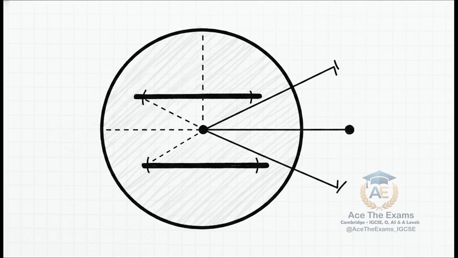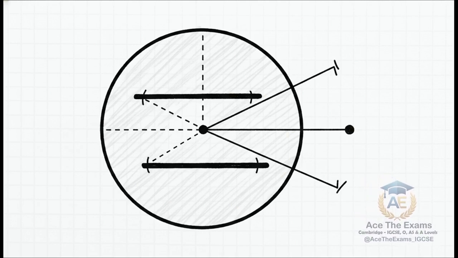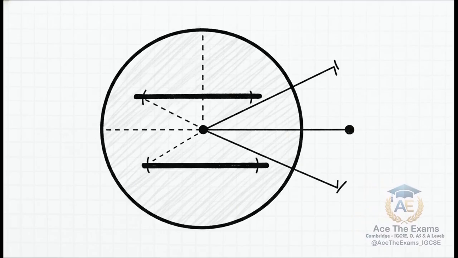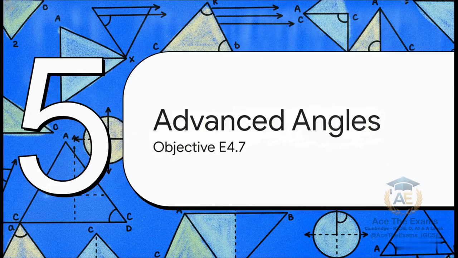perfectly equal in length. On the exam, they won't just give you one rule. These 3 symmetrical truths are almost always combined into one massive, complex spiderweb diagram. But if we isolate them mentally, the puzzle falls apart easily and you can grab those marks. And that brings us to the big one. We have finally arrived at Section 5, Advanced Angle Properties, Objective E4.7.